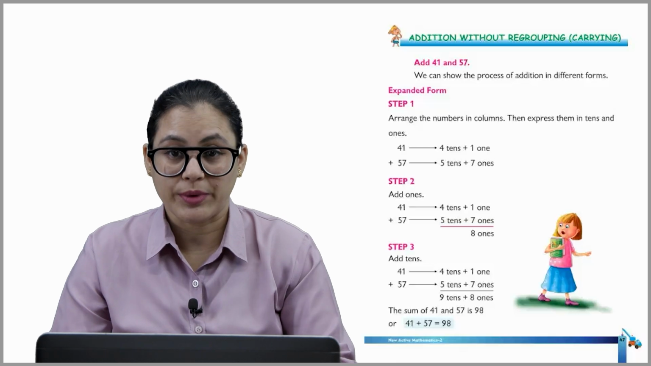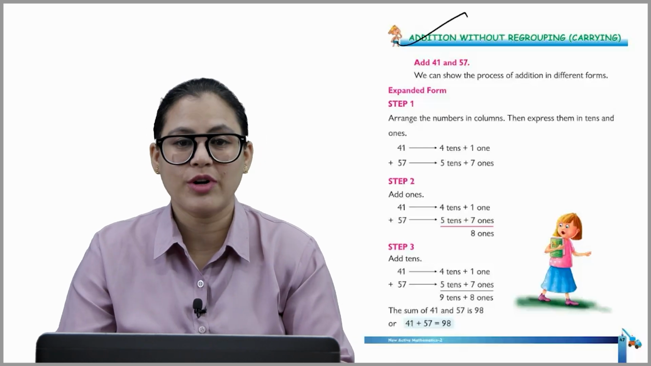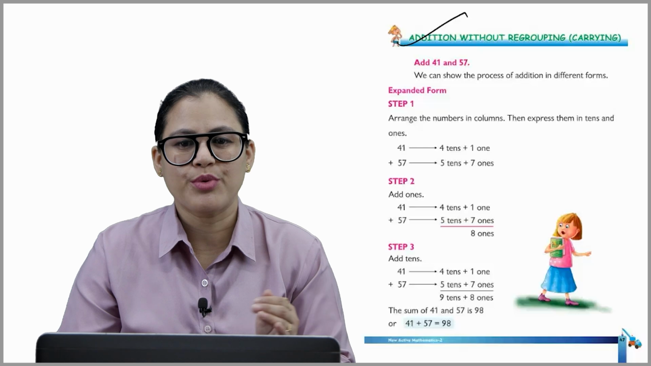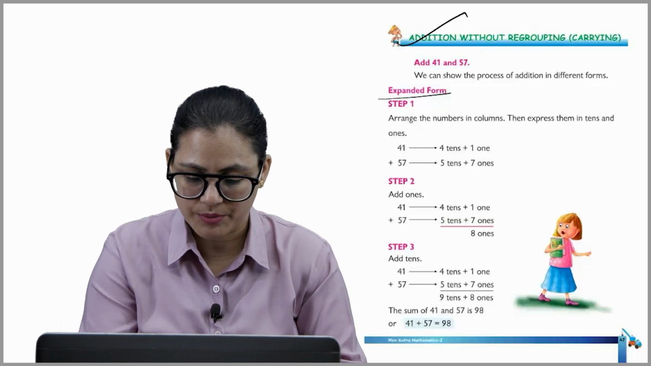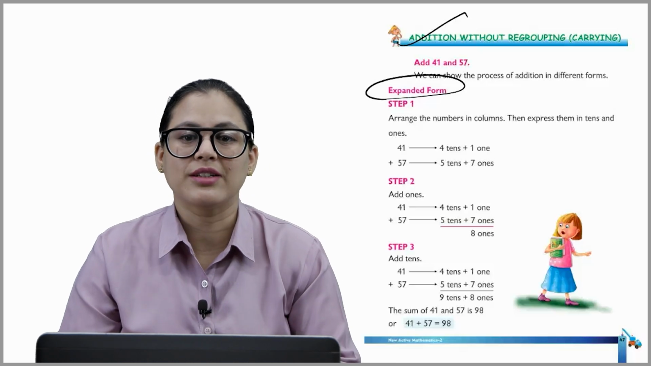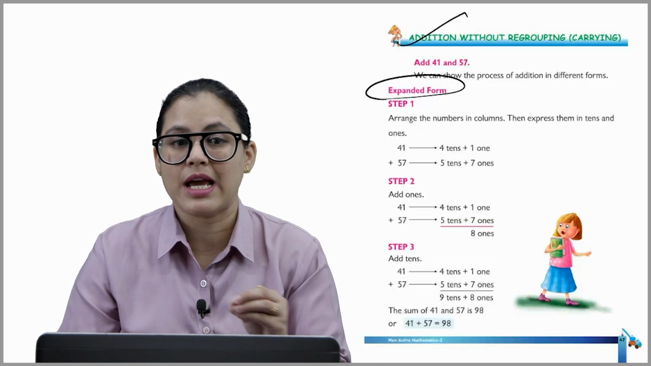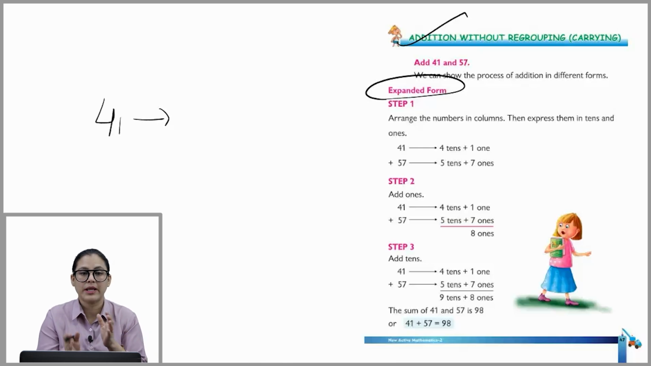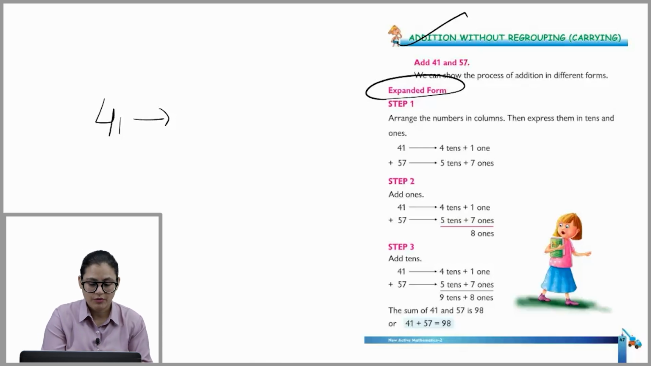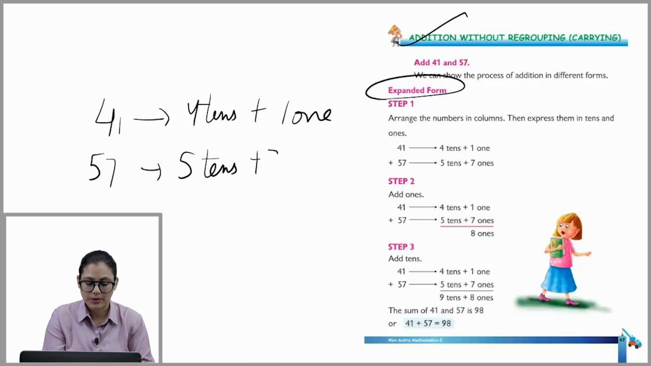Addition without regrouping or carrying. Add 41 and 57. We can show the process of addition in different forms. Number 1 is expanded form. Step 1. Arrange the numbers in columns, then express them in tens and ones. We arrange them in columns and then we will express in tens and ones. 41 and 57. So, we will expand it. This is 4 tens plus 1 one. This is 5 tens plus 7 ones.